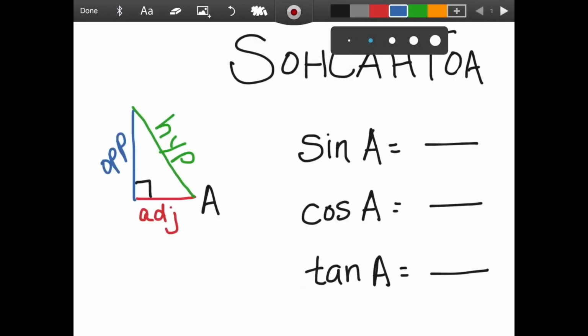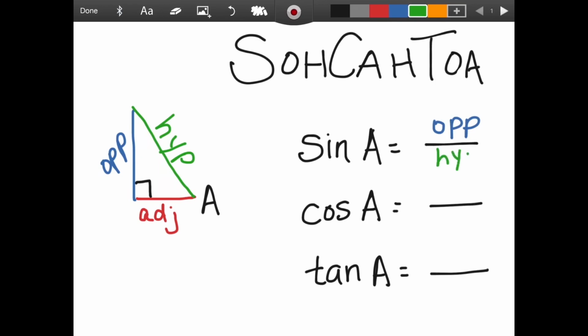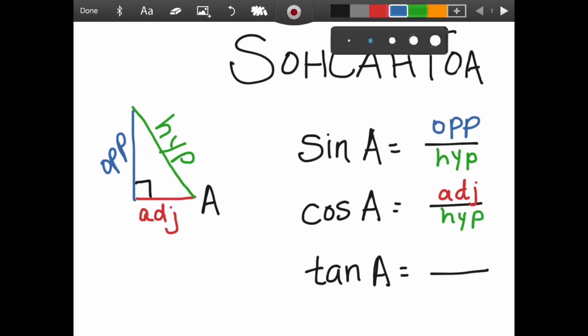The last thing we want to review is our basic trigonometric functions. You may have seen the word SOHCAHTOA to help us remember. Each of these are written based on an angle. So the sine of angle A is its opposite side over hypotenuse. The cosine of angle A is the adjacent side over the hypotenuse. And the tangent of angle A is the opposite over the adjacent.